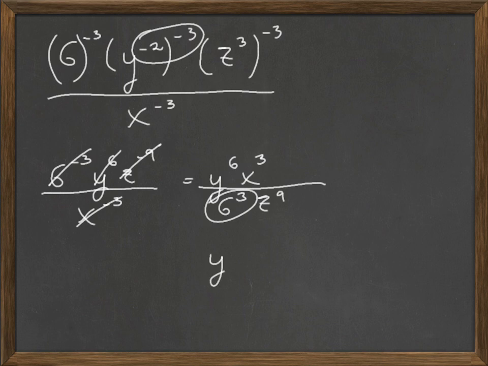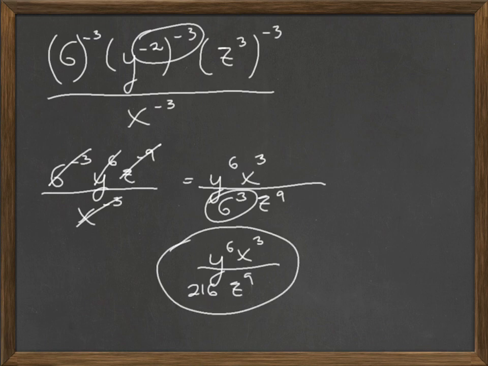That's 6 times 6 times 6, or 36 times 6. Feel free to fact check me, but I'm pretty sure that is 216. So, did I do that? Yeah, okay, so we have y to the 6th, x to the 3rd, divided by 216, z to the 9th power.